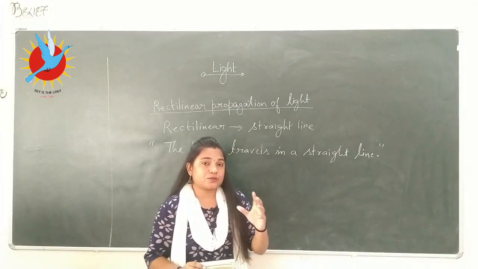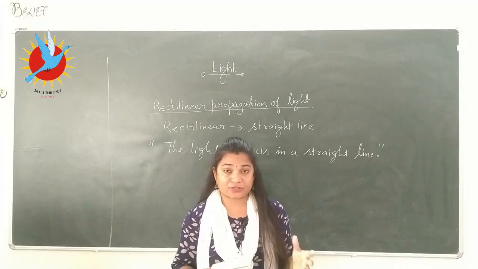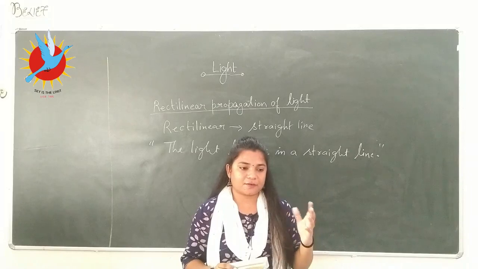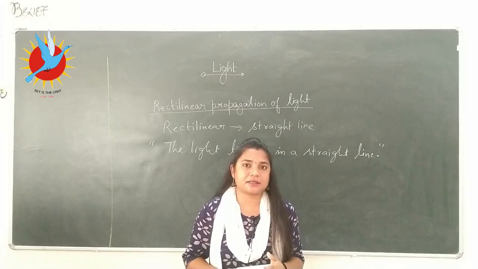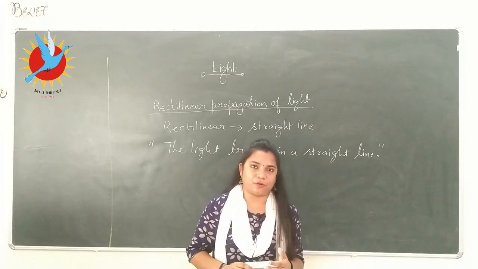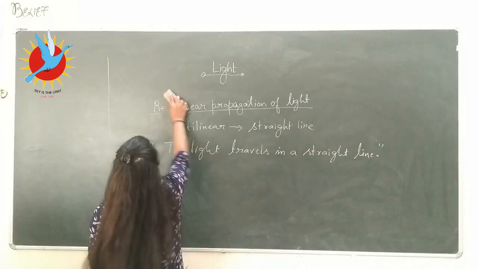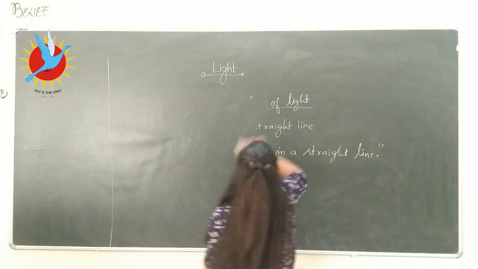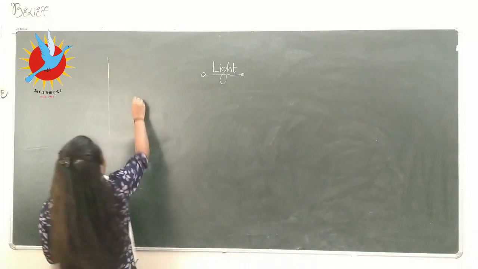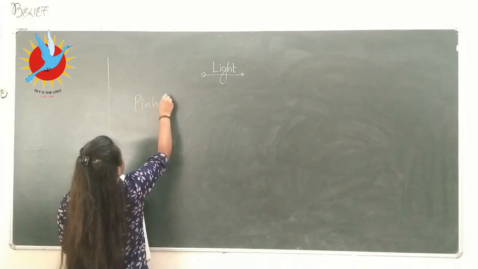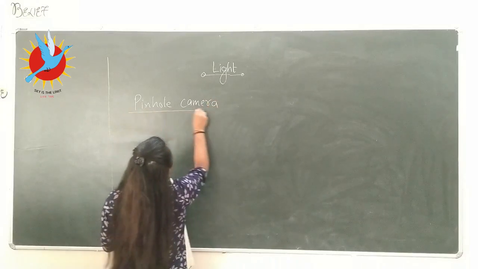Okay. Now students, there are many examples of light traveling in a straight line. For example, phases of the moon, lunar and solar eclipse, shadows and pinhole camera. Today we are going to discuss the pinhole camera.